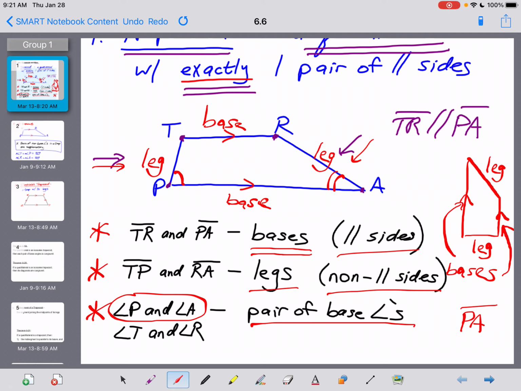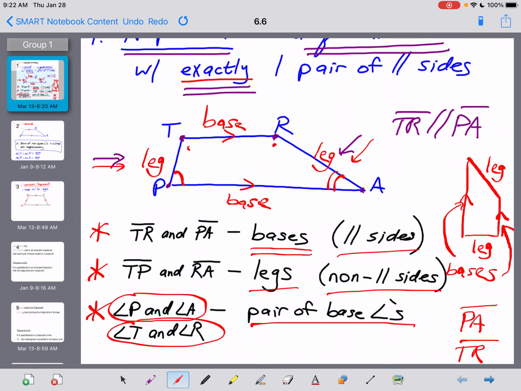Then you've got another pair of base angles, angle T right up here, and angle R right here. Those are a pair of base angles because they touch the same base, and their base is TR. So 3 vocabulary terms that we ought to know that deal with every trapezoid out there. The bases are the parallel sides, the legs are the non-parallel sides, and the pairs of base angles, well, they touch the same base. All right, guys.